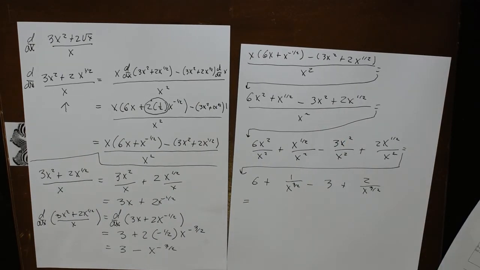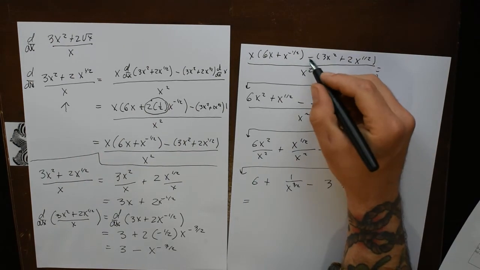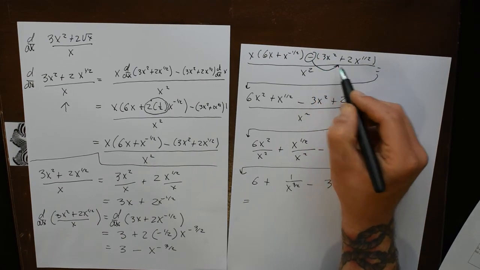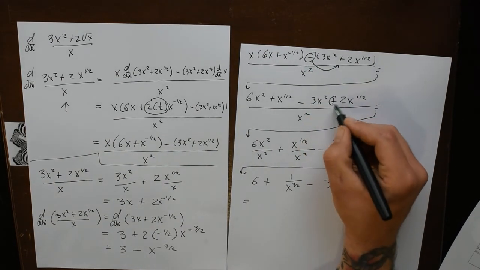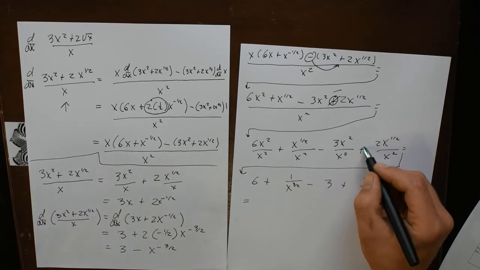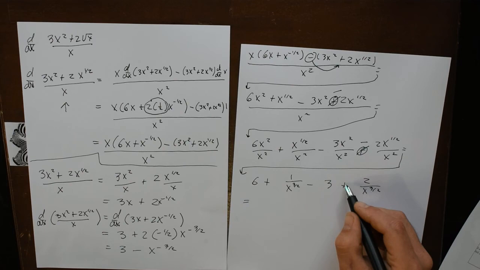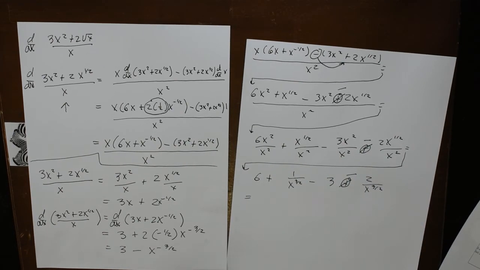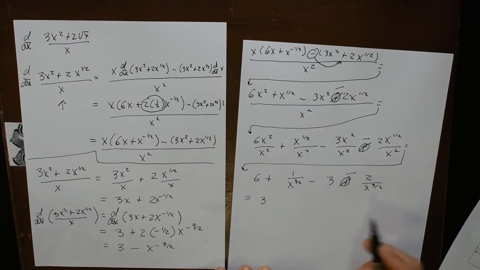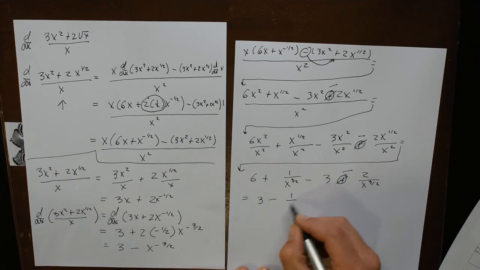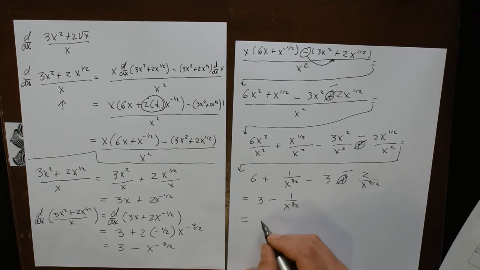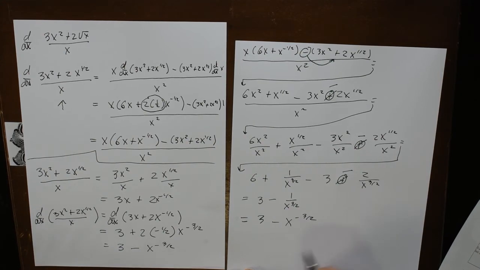I wonder if you guys caught it. By now, I like it when my class is screaming, "Teacher! Mr. Foley, you dropped your minus sign." Sorry about that. That minus sign got distributed to that 3x squared. That minus sign should have been distributed to that plus sign, which would make this plus sign a minus sign, which would make this plus sign a minus sign. Which now, when we gather like terms, 6 take away 3 is equal to 3. 1 over x to the 3 halves minus 2 over x to the 3 halves is a negative 1 over x to the 3 halves, or 3 minus x to the negative 3 halves.